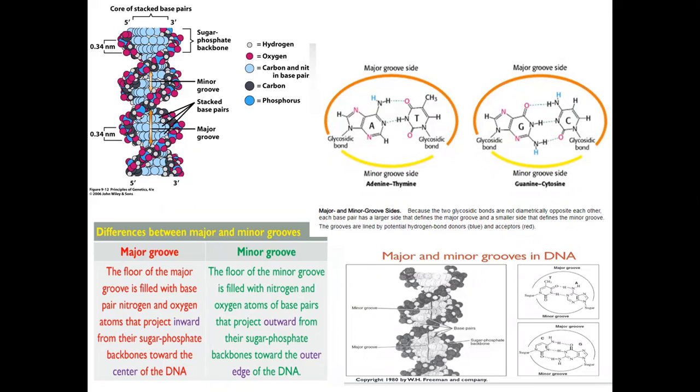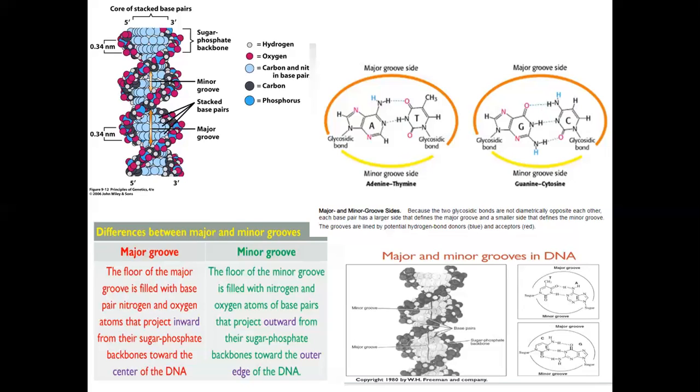Other than the distance, there are two grooves in the DNA. One is the minor groove, and the second one is the major groove. These major and minor grooves are formed because the two glycosidic bonds are not diametrically opposite each other. Each base pair has a larger side that defines the major groove and a smaller side that defines the minor groove of the structure.